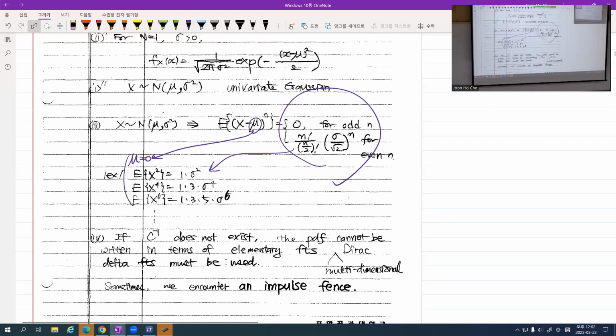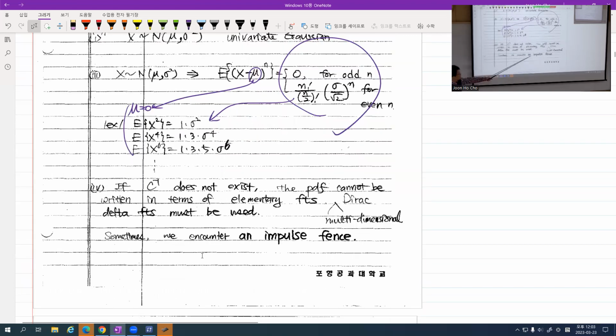And here, what I want to emphasize is that you may not need to remember this formula; you can Google and find it. But I want you to remember this: the even order moments are very, very simple, so that you can just write the formula down. That is important. Anyway, what else do we have? Oh, here goes the impulse fence.